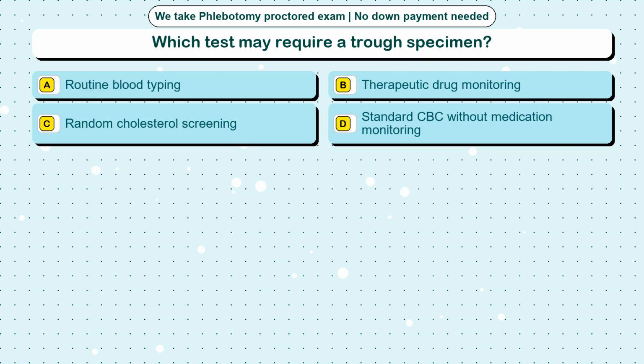Question 40. Which test may require a trough specimen? Option A. Routine blood typing. Option B. Therapeutic drug monitoring. Option C. Random cholesterol screening. Option D. Standard CBC without medication monitoring.